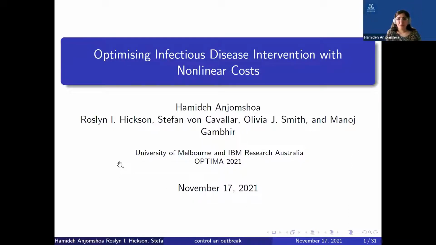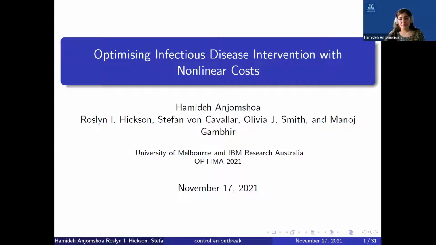The piece of work that I'm presenting today is work that we did nearly 4 or 5 years ago at IBM Research for a period of time with my colleagues, and I'm introducing them here. And we never published that work. So it's about optimizing infectious disease intervention with nonlinear cost.